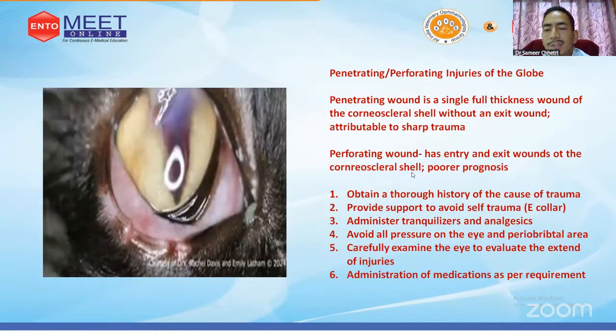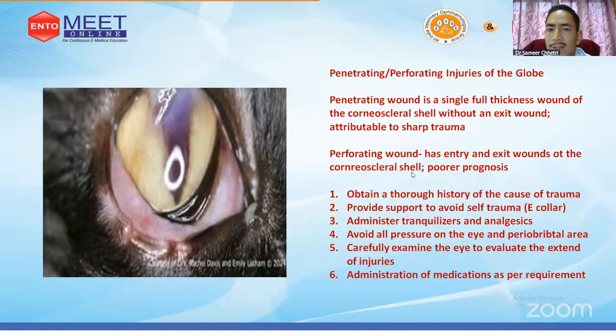The third ophthalmic emergency we often see in pets is penetrating or perforating injuries of the globe. A penetrating wound is a single full thickness wound of the corneoscleral shell without any exit wound. So there is just a penetration, but no exit of the wound. It's attributable to sharp trauma. A perforating wound has entry and exit wounds of the corneoscleral shell, and it has a poorer prognosis compared to the penetrating wound.